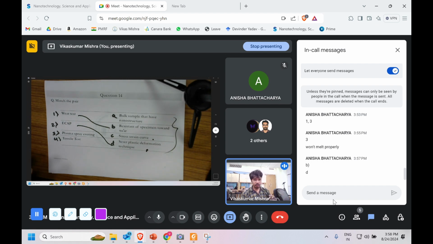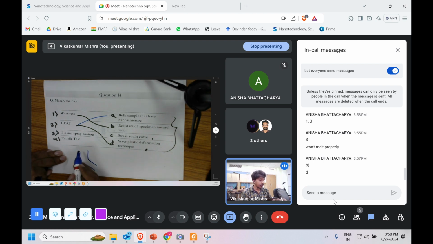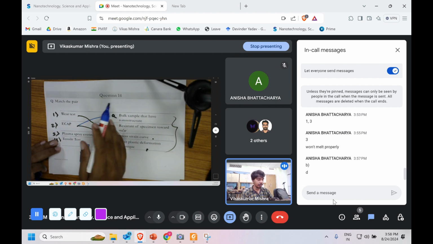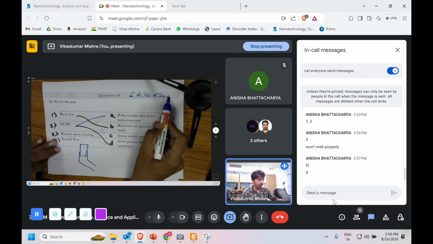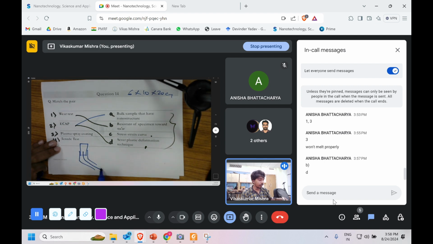One more thing we can say, to some extent, is that ECAP can also produce a bulk structure that has the nanostructure in it. That's what we were doing, right? We were putting our sample, which has particular dimensions, let us say 6 cross 10 cross 20 centimeter, and from the coarse grain size we are generating the finer. To a certain extent we can go with A also, but primarily we can see that it is a severe plastic deformation technique.